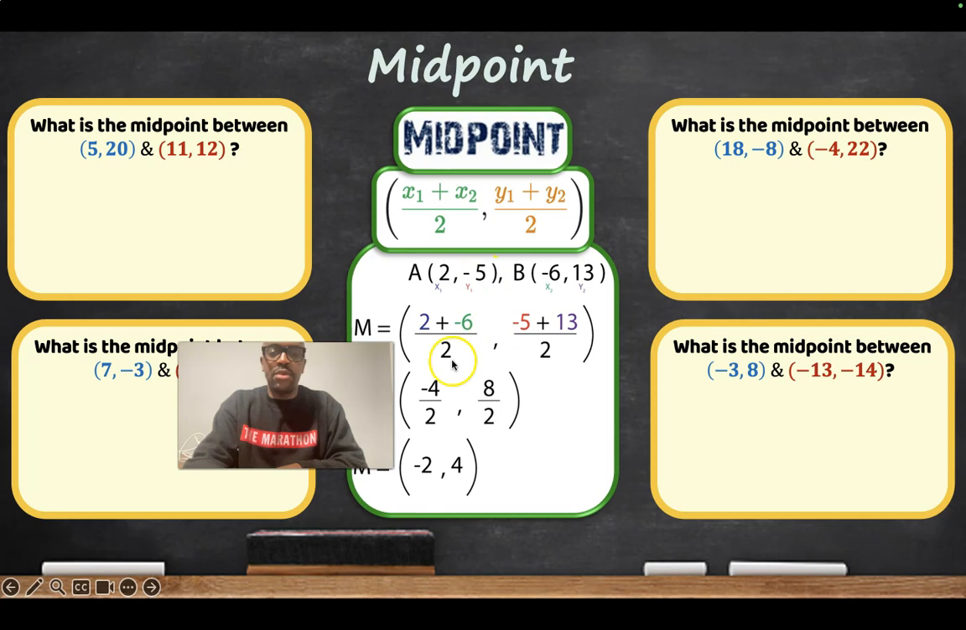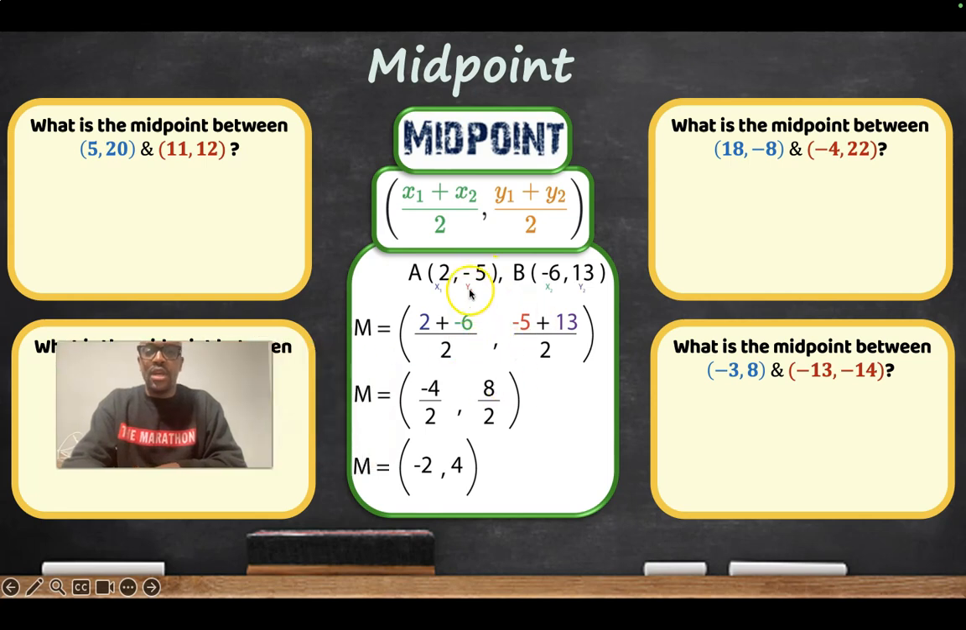So if I look at this example, let's look at the one in the middle first. You take your x values, 2 and -6, you add them together and divide by 2, which gives you the average, which is -2. Take your y values, -5 plus 13, you add them together and divide by 2, and then you get 4. So now that coordinate point is the midpoint between 2 comma -5 and -6 comma 13.